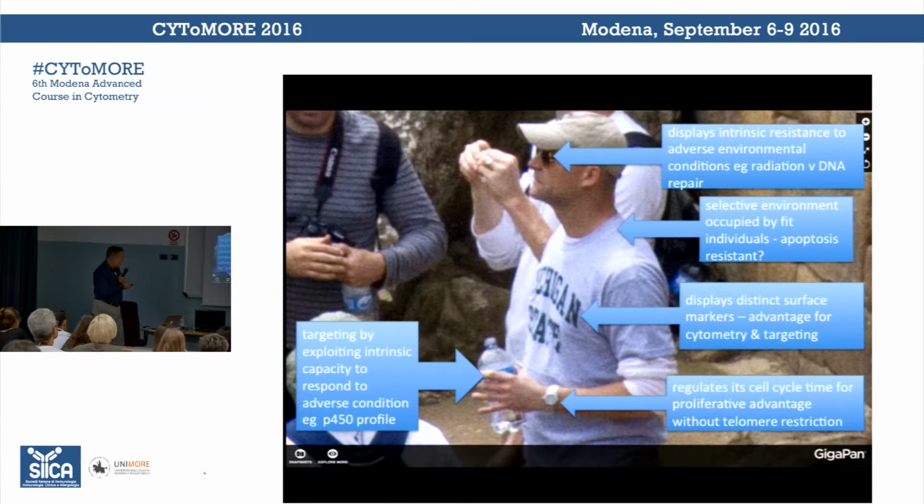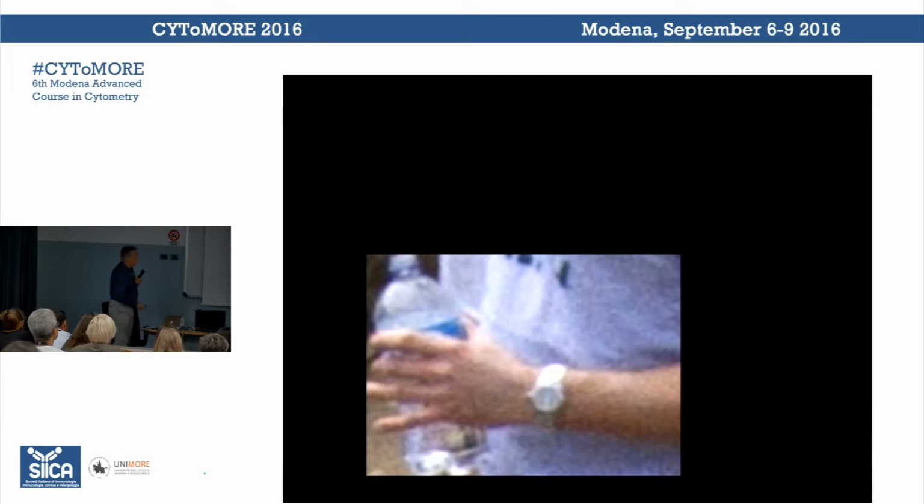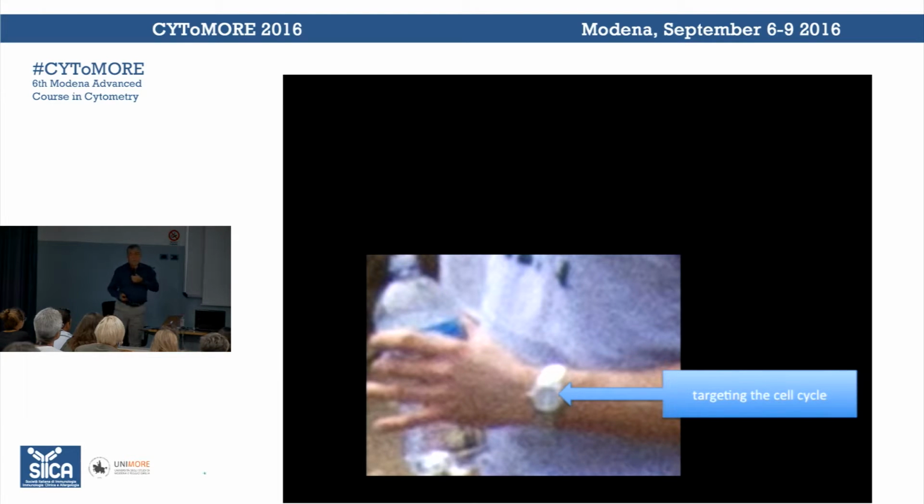Not least, if you look very closely here, it regulates its own cell cycle time, almost certainly without telomere restriction. And if you look very close, I think you're quite impressed by how we've got right down to this single molecular event here. I hope you're impressed, because it took me a lot of time to do this. The potential for targeting the cell cycle is there, one of the fundamental limitations on whether or not a cell proliferates or dies.